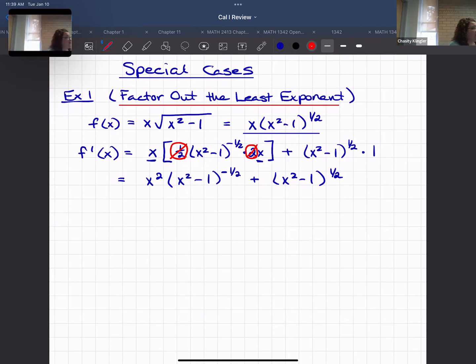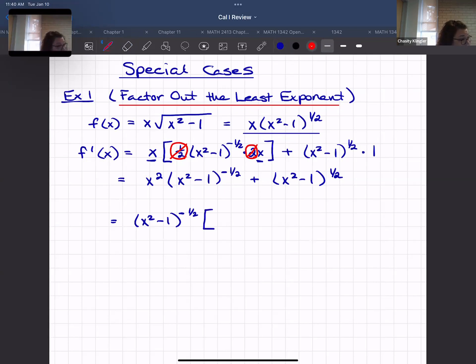So if you have the parentheses the same, but you have different powers, factor that out, pull out the least exponent from the whole thing. So I've got a negative 1/2 and a 1/2. So I'm going to pull out the negative 1/2. Let me leave a little space here. x squared minus 1 to the negative 1/2. So I'm factoring that out of that whole thing. And again, I'm going to put my brackets here.